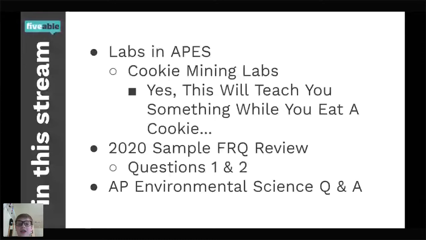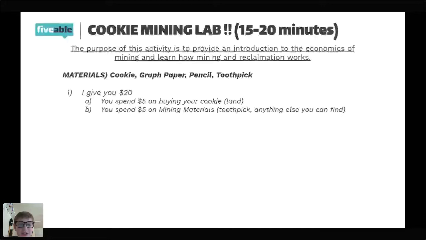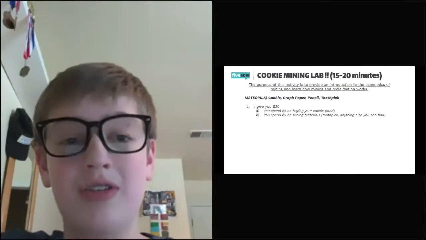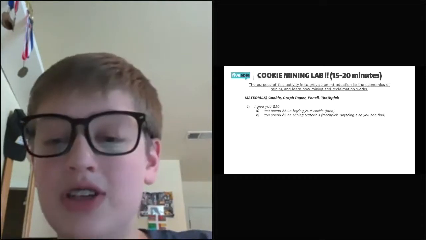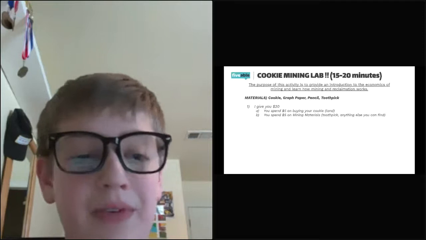So let's get started. This cookie mining lab is going to be a little bit weird because I'm going to try to do this on my laptop, which is my Surface here. I'm going to try to use the back camera for the first time ever, so let's see how this works. If you guys can read the instructions, hopefully when I go half and half like this, whatever.